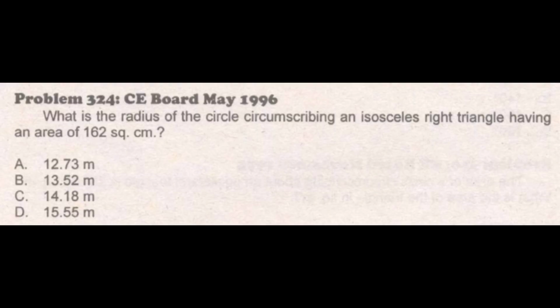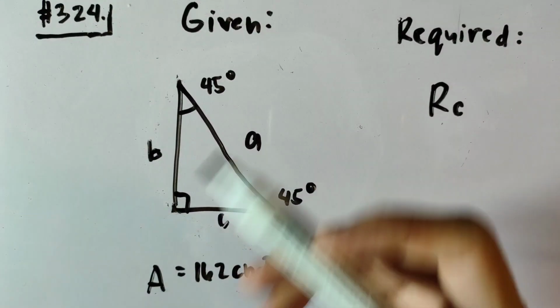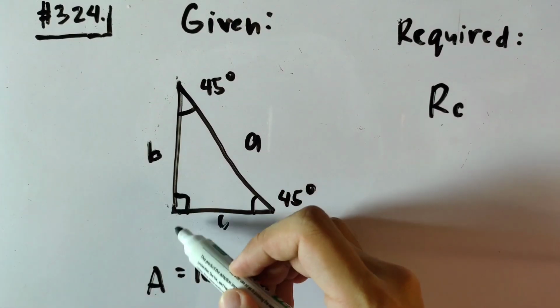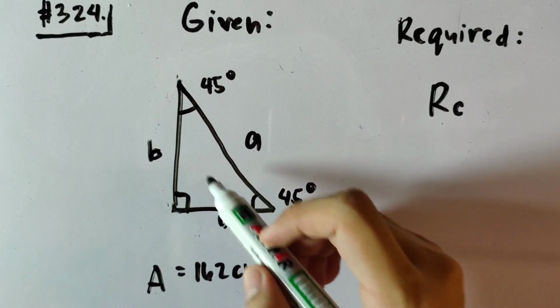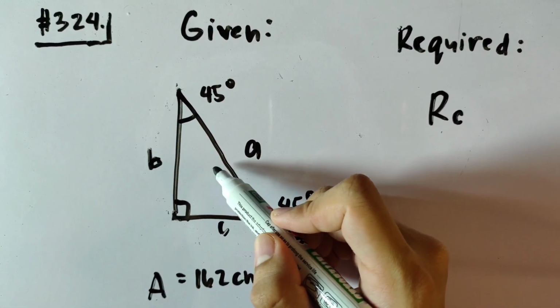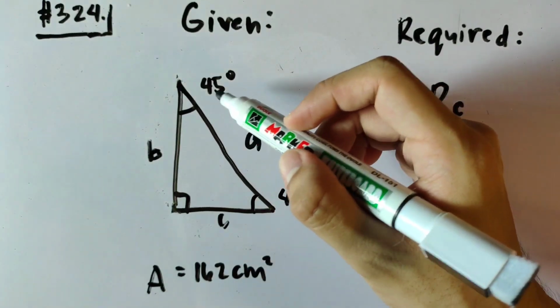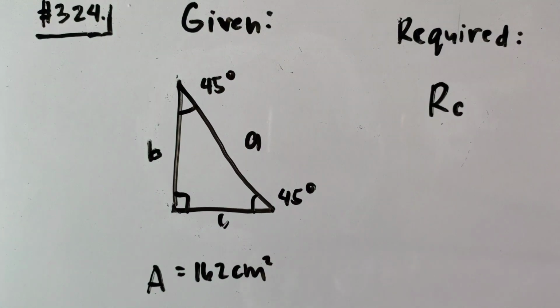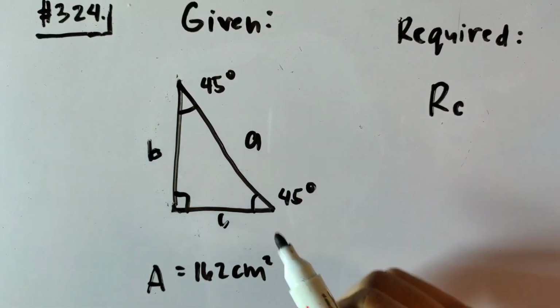Number 324. What is the radius of the circle circumscribing an isosceles right triangle having an area of 162 square centimeters? So sa problem, given tayo ng isang right isosceles triangle. So kapag right isosceles triangle, yung isang angle niya ay 90 degrees and the other two angles are 45 degrees. Kasi nga 180 yung total angle natin, di ba? Tapos nabawasan siya ng 90 degrees and the rest i-divide into two equal angles. So, 45, 45.